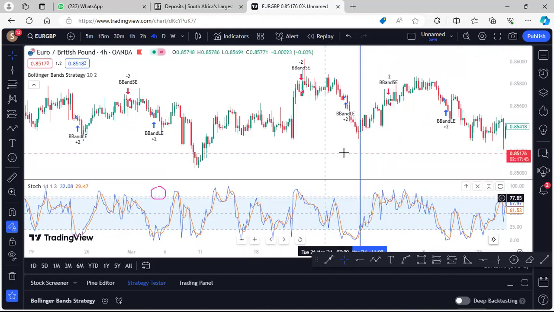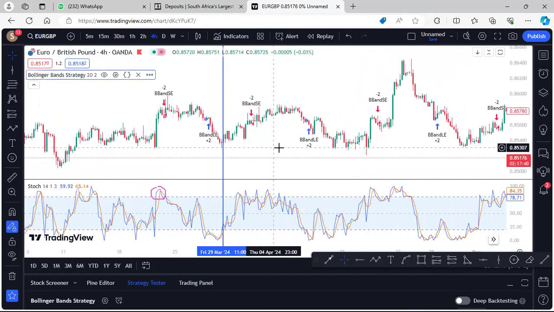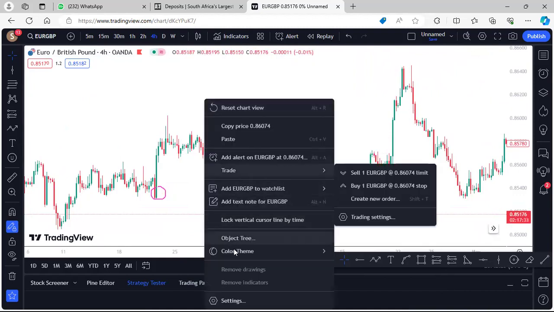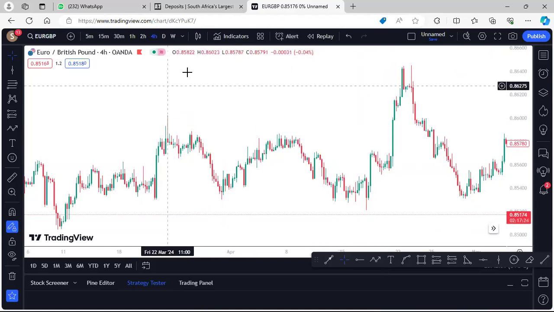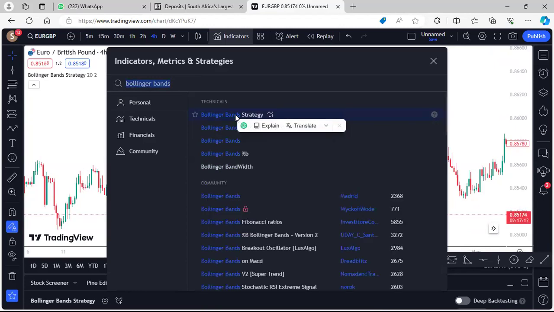Okay. And then what we have here with the Bollinger Band, what happened? Where did these other things come from? Let's remove all the indicators and remove all the drawings. You go on indicators, you search for Bollinger Bands, and you select it.